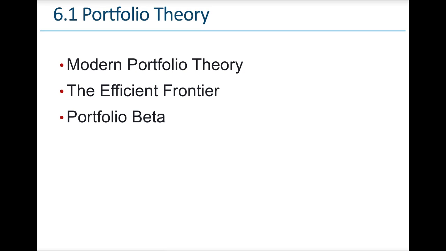According to MPT, the maximum benefits of diversification occur when investors find securities that are relatively uncorrelated and put those securities together in a portfolio. One big aspect of modern portfolio theory is efficient frontiers and portfolio betas. Although we're going to talk about this more later, let's introduce the efficient frontier concept.